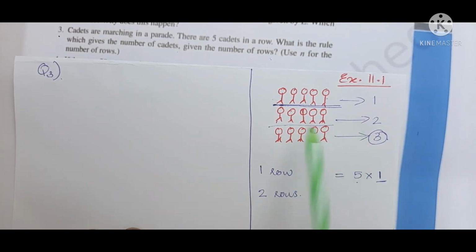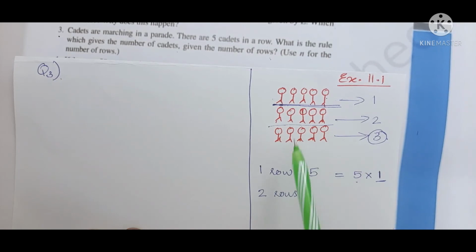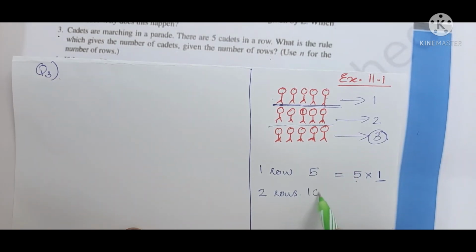In 2 rows, that is 1, 2, 3, 4, 5, 6, 7, 8, 9, 10. So within 2 rows we have 10 cadets, right? So the rule will be 5 into 2, because 5 is the number of cadets in one row and 2 is the number of rows. So the answer will be 10. So the number of cadets in 2 rows is 10.